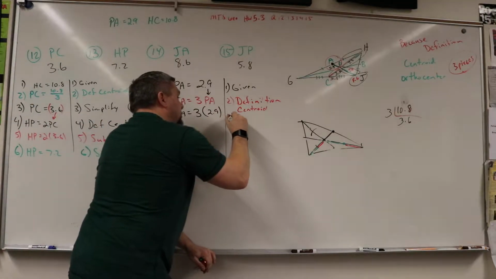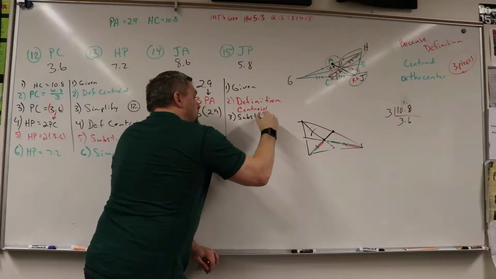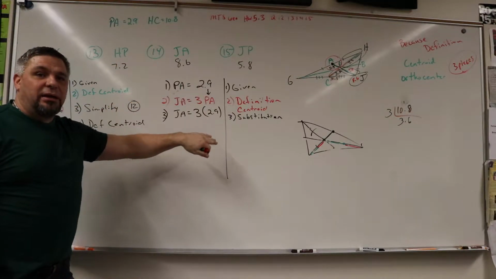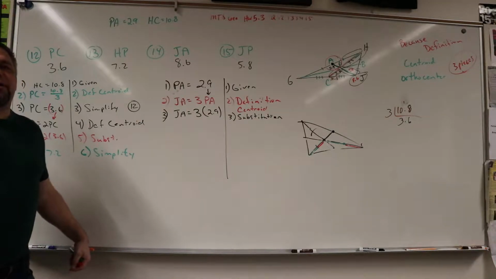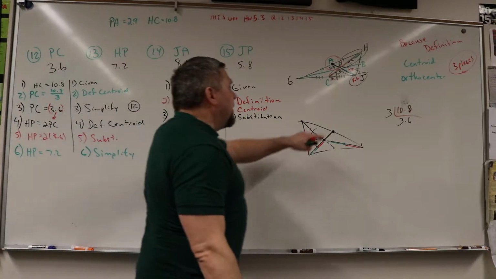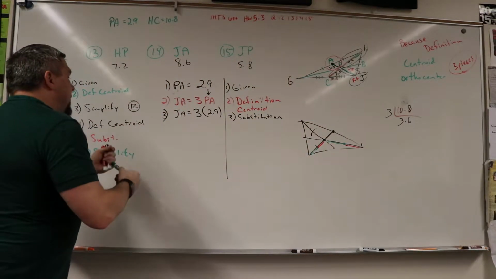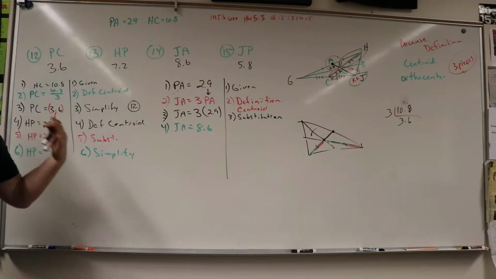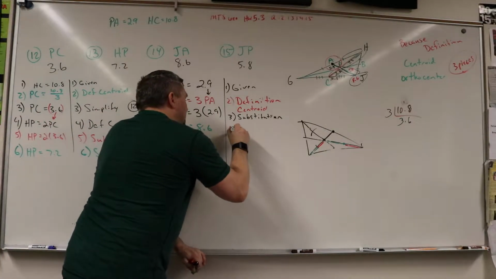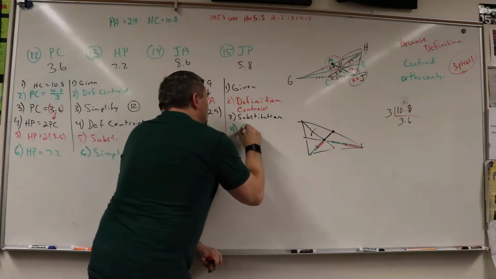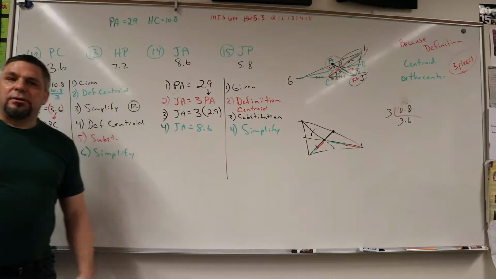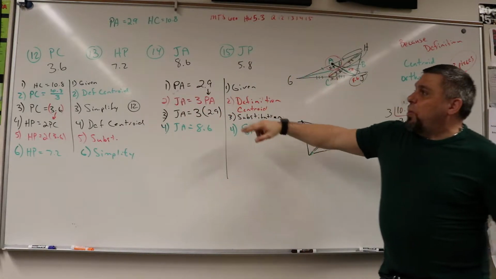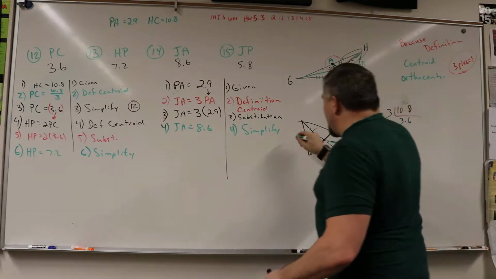Okay? So now that's called substitution. What I did was I substituted in that 2.9, and then you said, I'm just going to multiply it. So you multiply it, and what do you get? We got 8.6, so we said that JA is 8.6. What did we do? We multiplied it. What is that called, Skylar? Simplify. Okay? So that's how we got to JA, which is 14. That's our answer. That's how we got to 14.